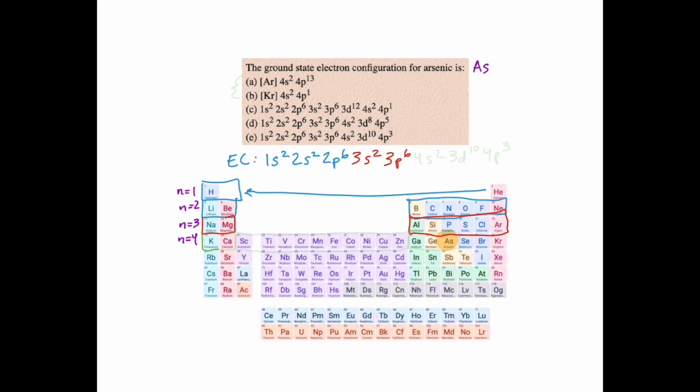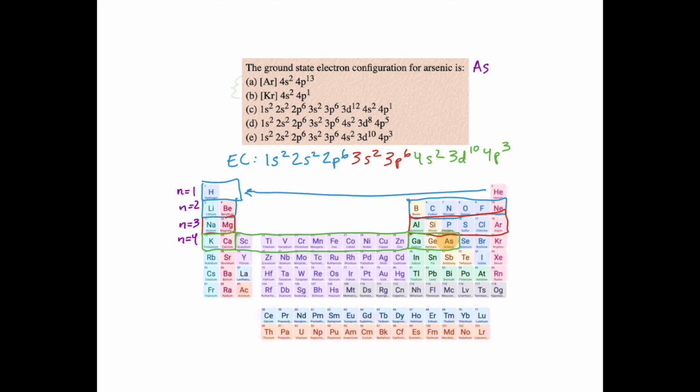Continuing on to energy level 4, this is where it gets slightly trickier. So we have the full s block again, which is 4s2, but then we have the d block, and we need to remember that the d block is lower in energy, so we will actually write this as 3d10. And then our final component of the electron configuration to get to arsenic is 4p3.